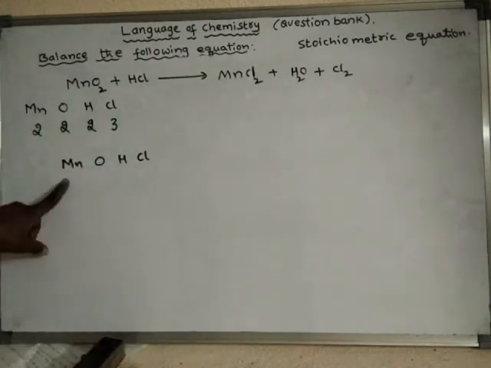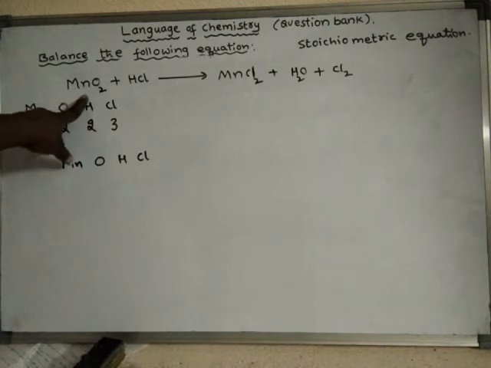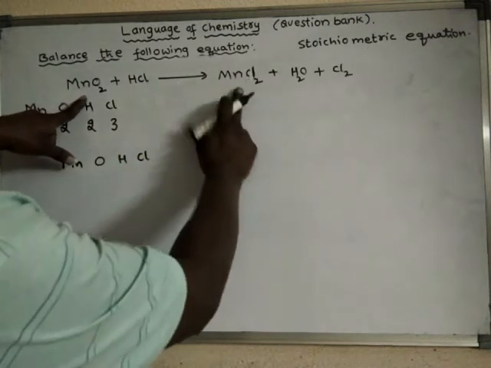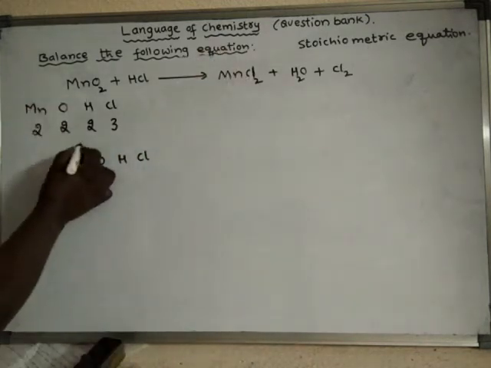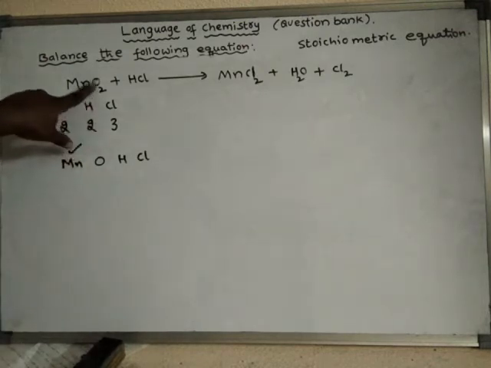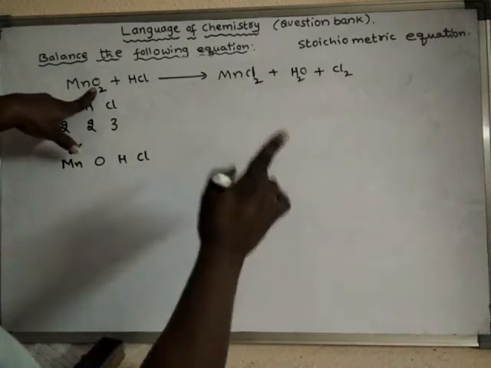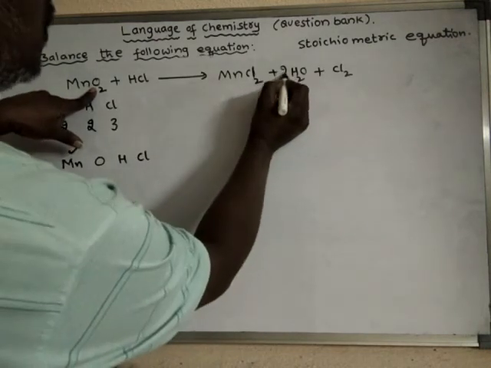So first of all we have to balance manganese. How many manganese atoms are there towards the reactants? Only 1. Towards the product also there is only 1. Manganese is balanced. Now check for the oxygen atoms. How many oxygen atoms are there? 2 oxygens towards the reactant side, and towards the product side only 1 oxygen. So now I have to keep 2 here.